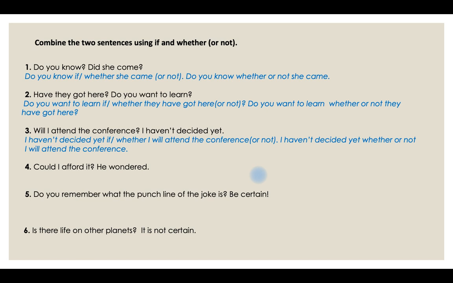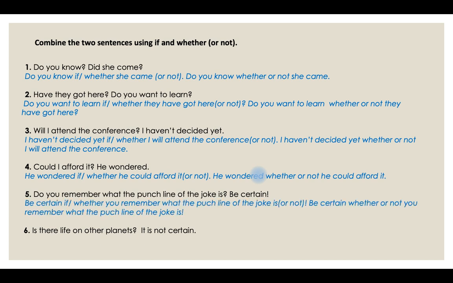Both variants are possible. Number 4. He wondered if or whether he could afford it or not. He wondered whether or not he could afford it. 5. Be certain if or whether you remember what the punchline of the joke is or not. Yeah, you can also add it at the end. Be certain whether or not you remember what the punchline of the joke is.